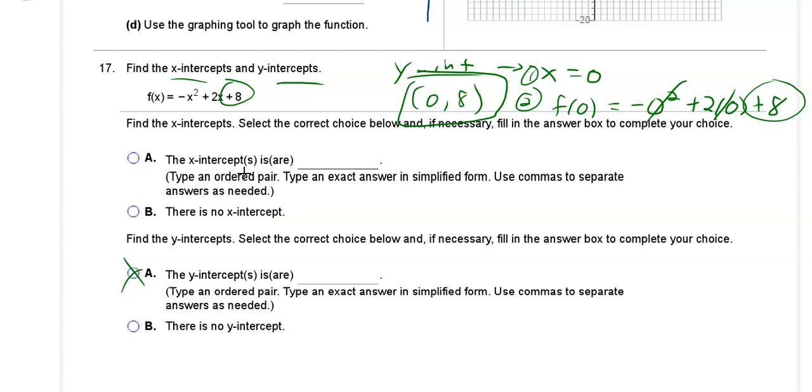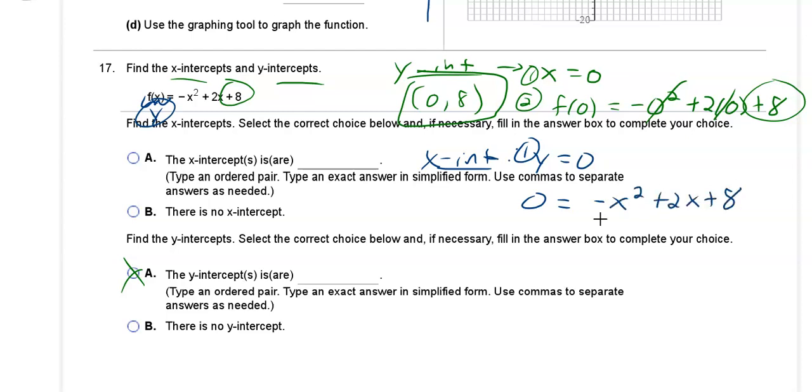For the x-intercept, it's going to be a little bit more work, but it's the same idea. It's where the graph crosses the x-axis, and where it crosses the x-axis is at y equals 0. So you set y equal to 0. Well, remember, f of x is the y variable, so I'm setting that equal to 0. So I'll get 0 equals negative x squared plus 2x plus 8. And then I want to solve for x to get my x-intercepts. Well, this is a quadratic equation, so it's going to be a little bit more work to get that information.